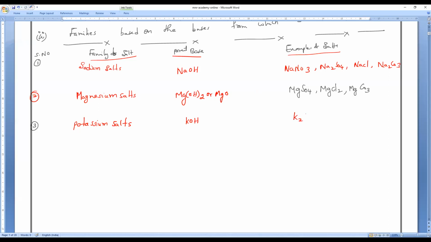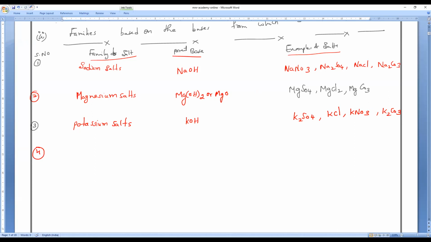First one, potassium sulfate. Next, potassium chloride. Potassium nitrate. Next, potassium carbonate, K2CO3. That's all, over. Next, family of salts 4.